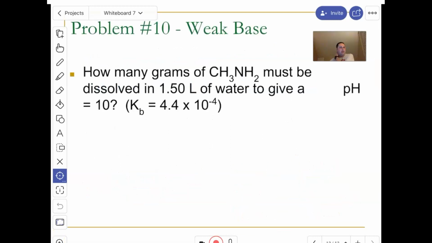Okay, last question here. It looks like this one maybe I cut off a little bit on the slide, so I do apologize, but it still works. How many grams of the CH3NH2 must be dissolved in 1.5 liters of water to give a pH equal to 10? Here is the KB of this base. Okay, this is a tough one, so I'm going to let you go ahead and try to solve this. Pause the video, and then when you unpause, you should see my calculations again worked out, and I will run through them. So good luck on this one.